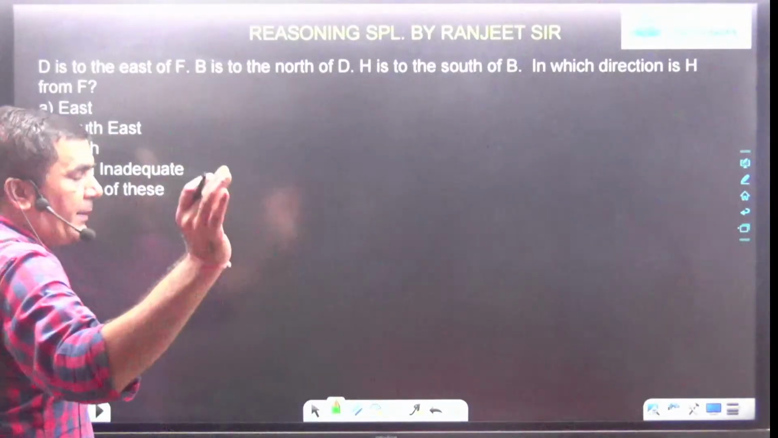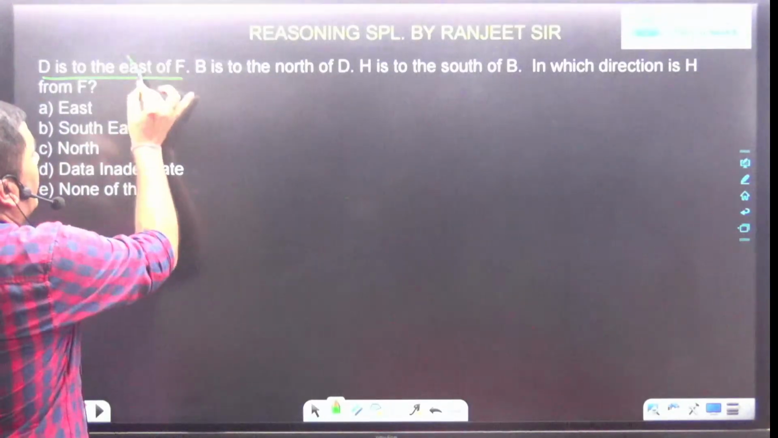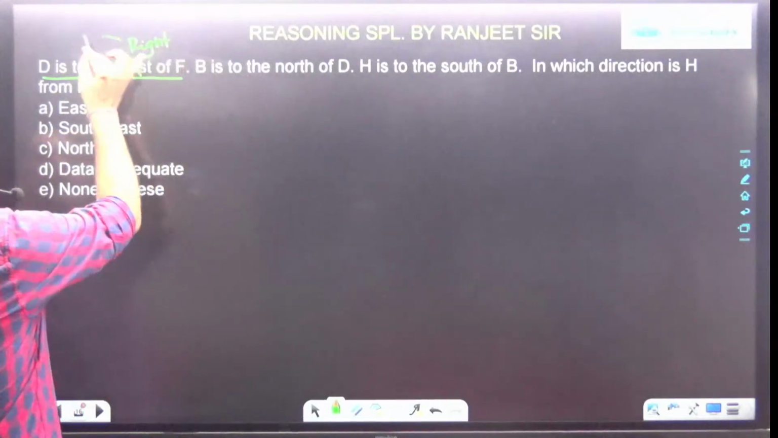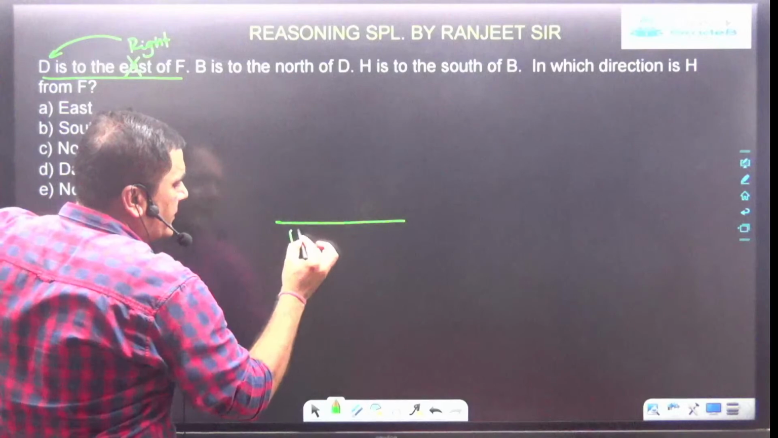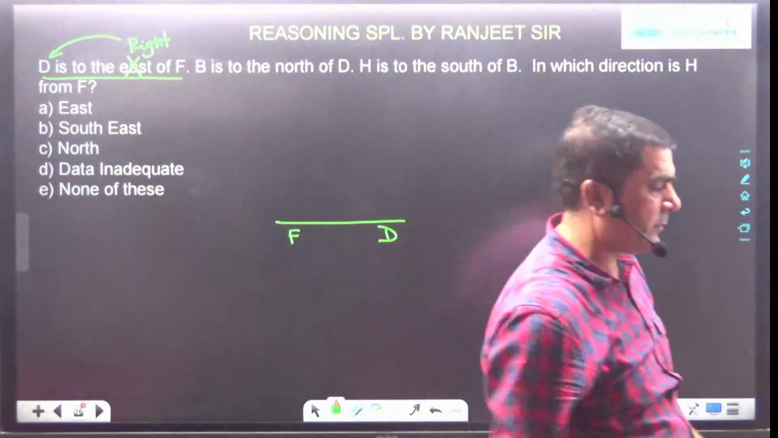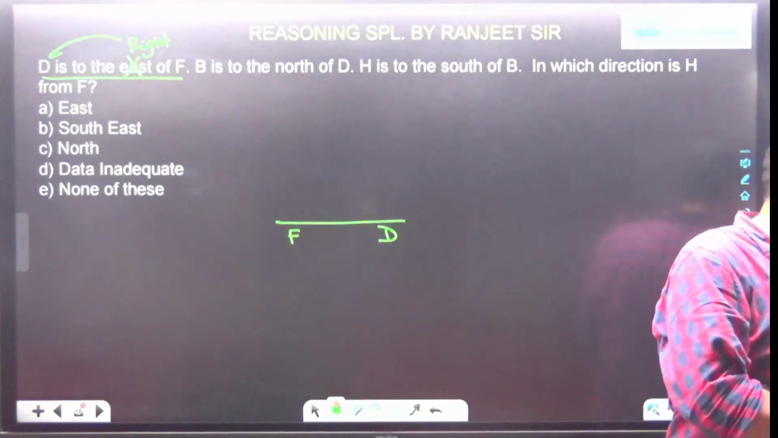Read one statement at one time. Okay, let's start. D is to the east of F. East means what? Right. So who will be on the right? D will be on the right of F. So if I say F is over here, so D will be on the right. Clear? Don't read east as east. Always read east as right.